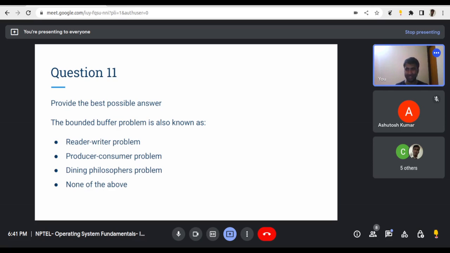Anyway, would you like to contribute? The bounded buffer problem is also known as the reader-writer problem, producer-consumer problem, dining philosopher's problem, or all of the above. Anyone would like to contribute? While you are attempting this problem, I would like to go back to some of the problems of semaphore.